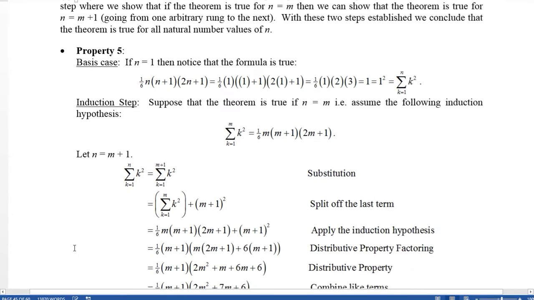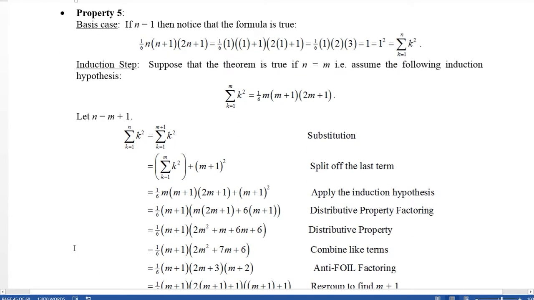So here's our proof of property 5. The basis case is if n equals 1, then we just have to show the formula is true. Well, now the formula says it's 1/6 n times n plus 1 times 2n plus 1. Now if you plug in a 1 for all the n's, you get this right here. And let's see, 1 plus 1 is 2. Of course, that one's 1/6, that's 1, that's 2. 2 times 1 is 2 plus 1 is 3. 2 times 3 is 6 times 1 is 6. 1/6 times 6 is 1.